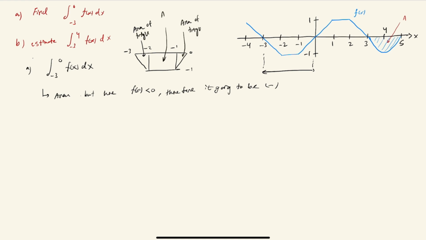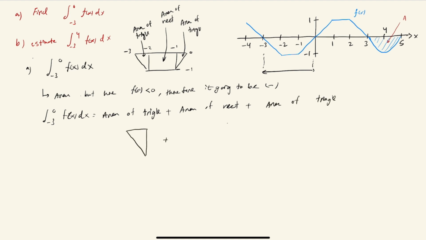So this shape consists of 2 triangles and 1 rectangle. Therefore, the definite integral is going to be the area of a triangle, plus the area of a rectangle, plus the area of another triangle. And those are the shapes.